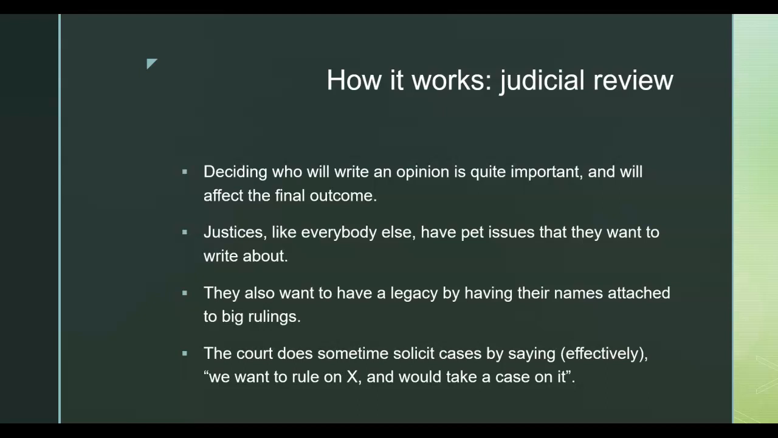And the court does sometimes solicit cases by saying effectively, we want to rule on X and we would like to take a case on it. And what that does is it stimulates other lawyers around the country to then go bring those cases. And it's also not just prestigious to be on the court, but it's prestigious to argue in front of the court, right? That's a big deal for everybody involved.